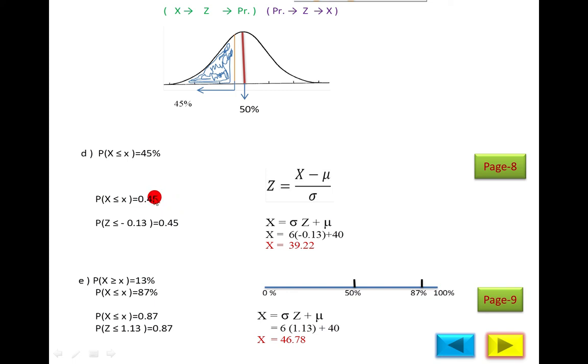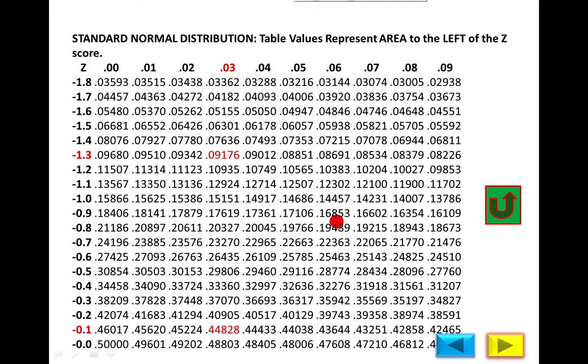With the help of probability we will find, instead of the value of x, the value of z. So in the area of the probability we will find this value and then the corresponding value of z. The value of z is minus 0.13. Page number 8, find in this area where is 0.45. This is 0.44828, which is approximately equal to 0.45.